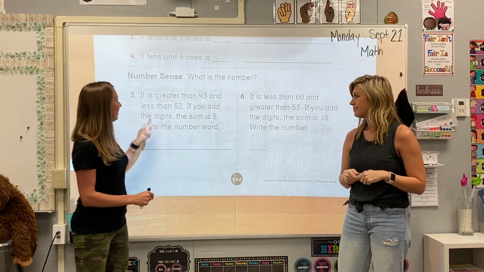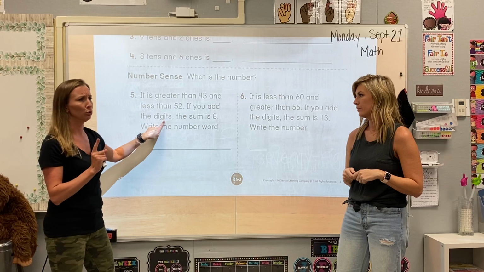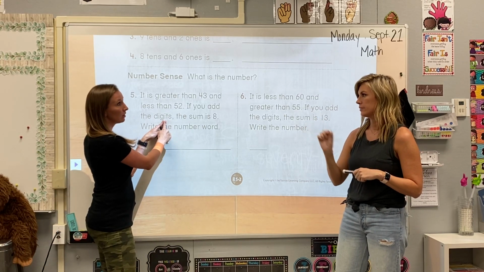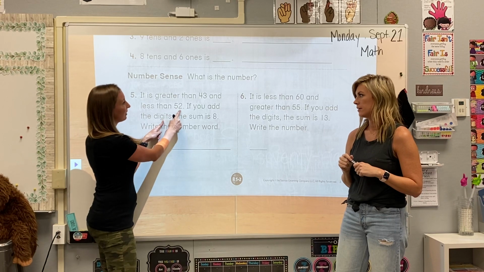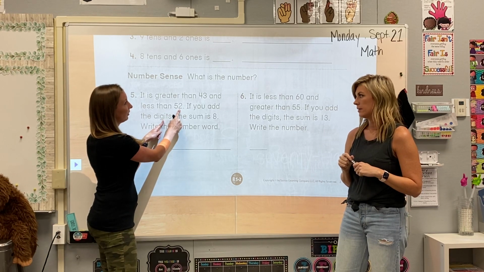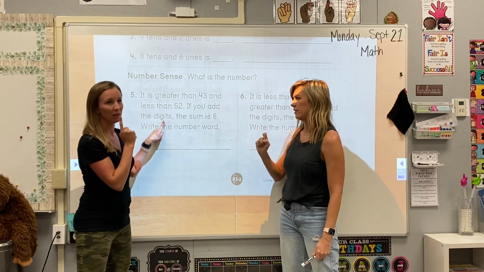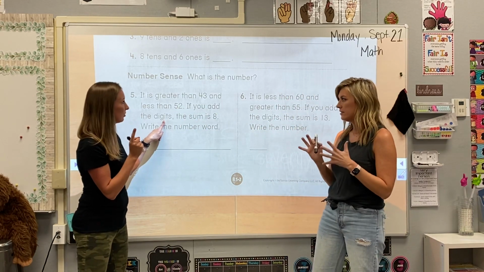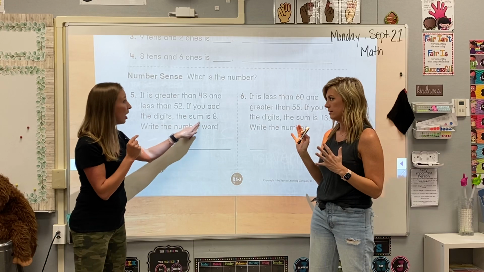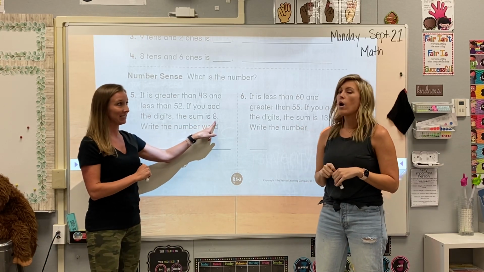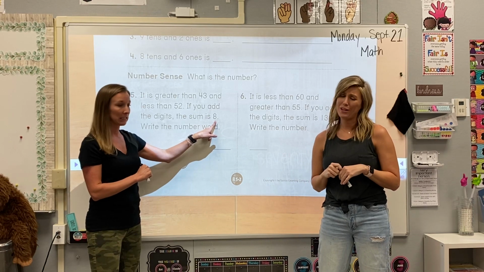If you add the digits. Digits are numbers, single numbers. So it would be like adding these two numbers together. If my number was 52, I would add 5 plus 2 equals 7. So if I were to add the digits, the sum, which also means the answer, is going to be 8. Whoa! That sounds really hard, Miss Marquardt.